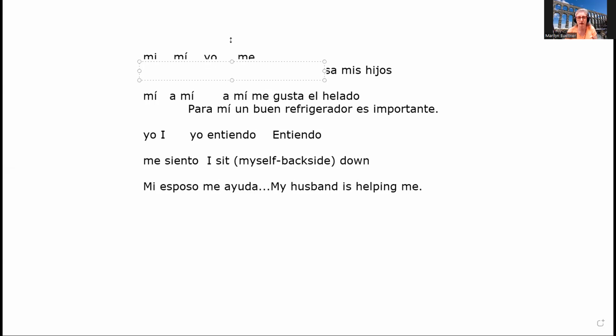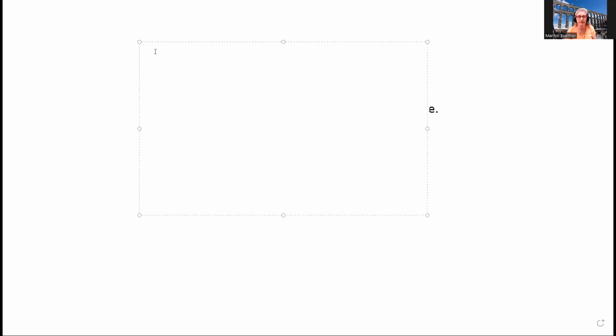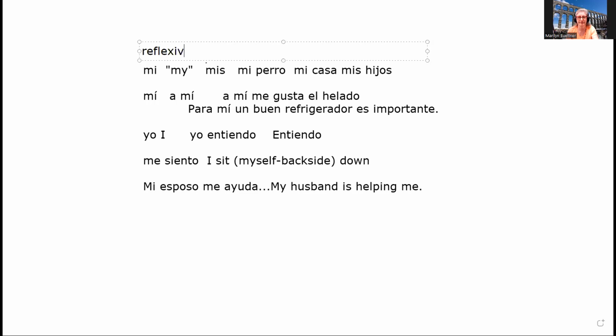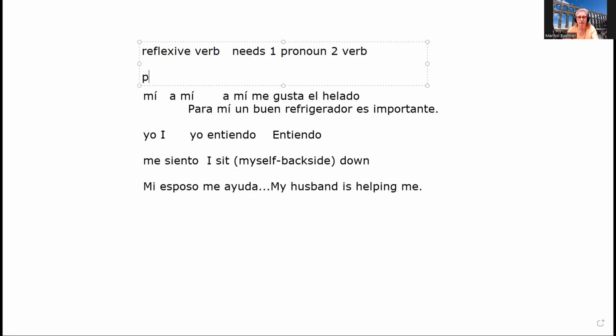And reflexive jobs actually can do a number of things, but the easiest way to explain it, first of all, besides all those other exceptions, which won't follow this rule, is that a reflexive verb needs a pronoun and the verb. And the pronoun will be in a form that matches, or maybe you want to say corresponds.